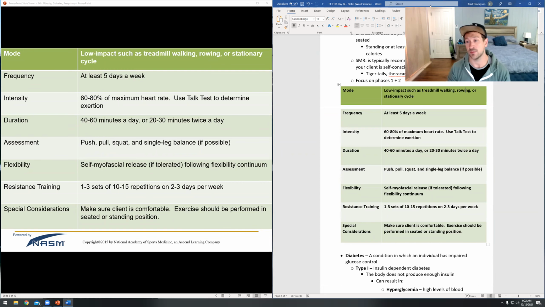Frequency, we want our clients moving at least 5 days per week so that we can build the habit of continually getting them to regularly exercise. With a high frequency like that, we're probably going to want to be relatively low on the intensity, which is why you can see here, we're really not going anywhere up above 80% of their max heart rate. One of the best things you can do is use the talk test.